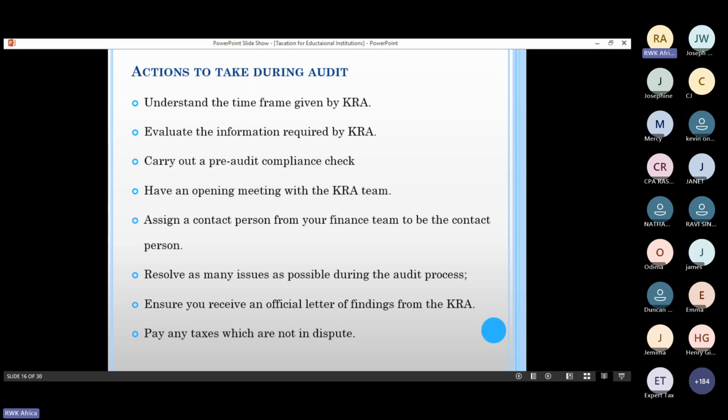So next year, even if you receive another letter auditing the same period, you have documentation to show them that you were audited, to avoid the repeat of the same process. Then the last action is to pay any taxes which are not in dispute. That one is very necessary. You have closed the audit process and they require you to pay 10 million. Make sure that if that tax is not in dispute, you comply and pay it within the given timelines.